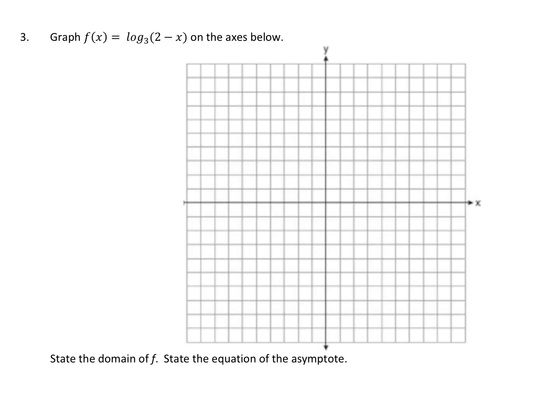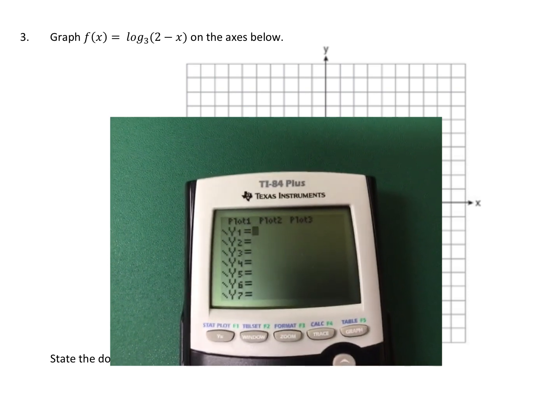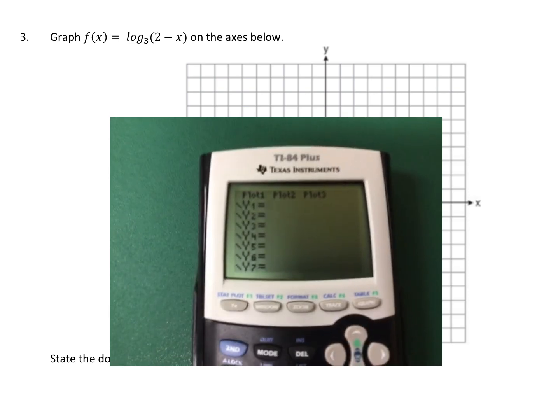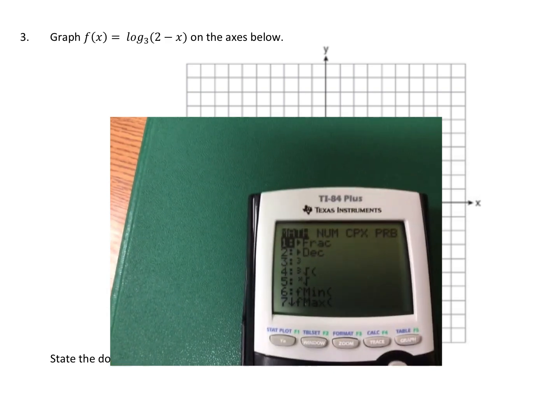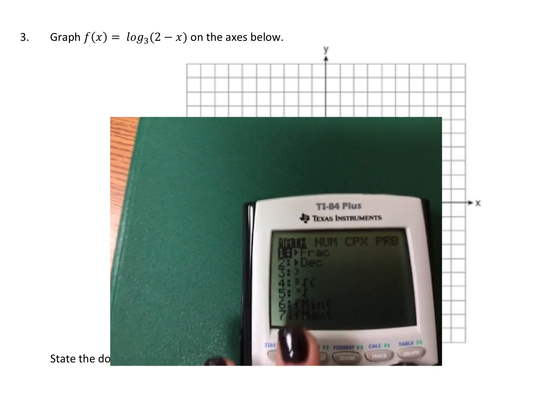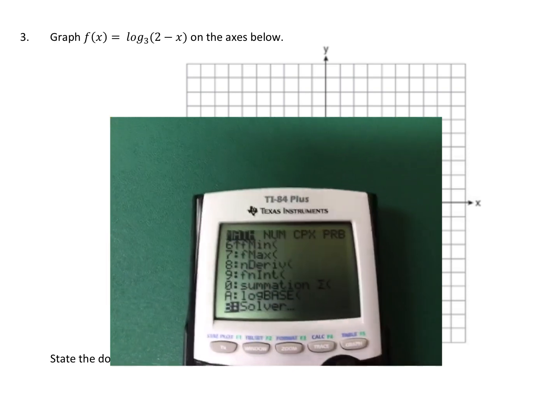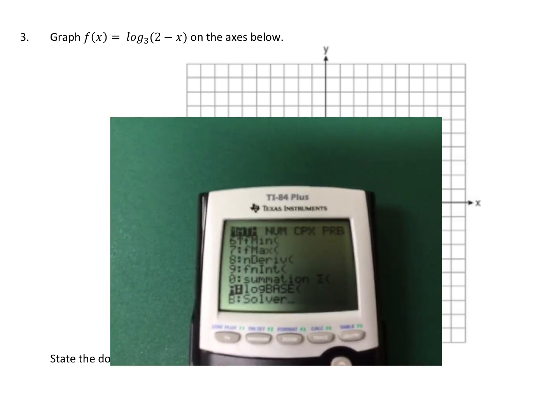Okay, so number 3 wants us to graph this on the set of axes below. Let me show you how to do that in the calculator. You're first going to go to y equals, and then if you see the math button right here, you're going to scroll. I think it's faster to scroll up than down, so I'm going to scroll up until I see log base, and you can hit enter on that.